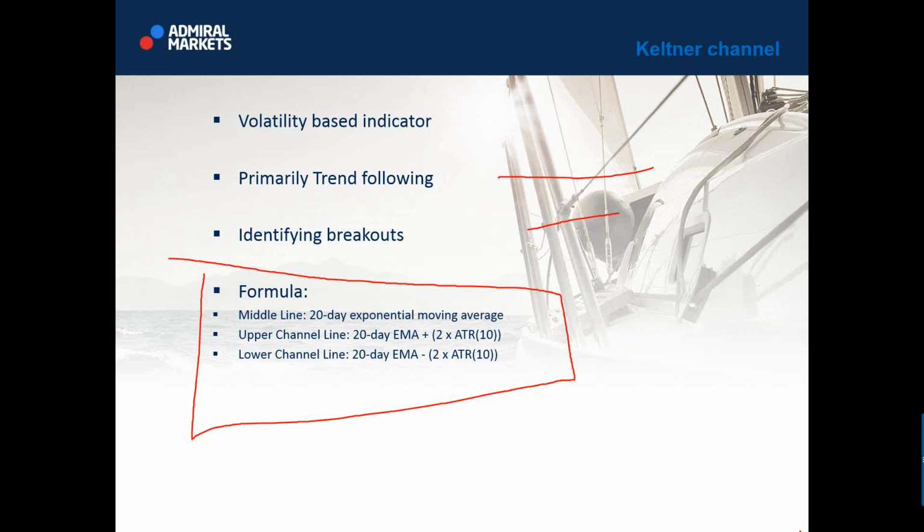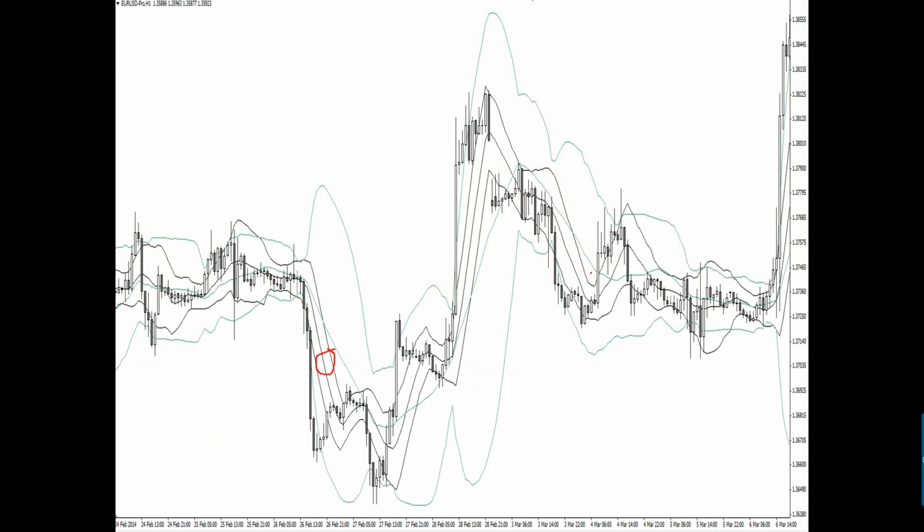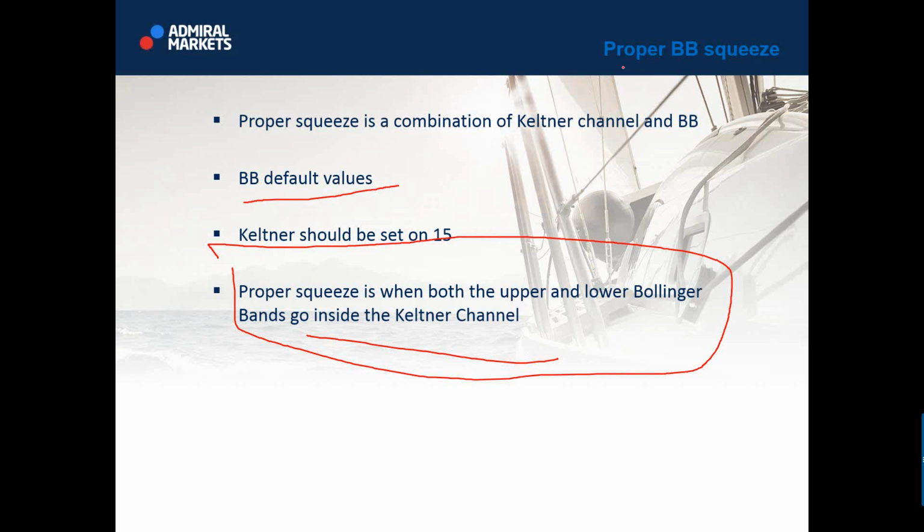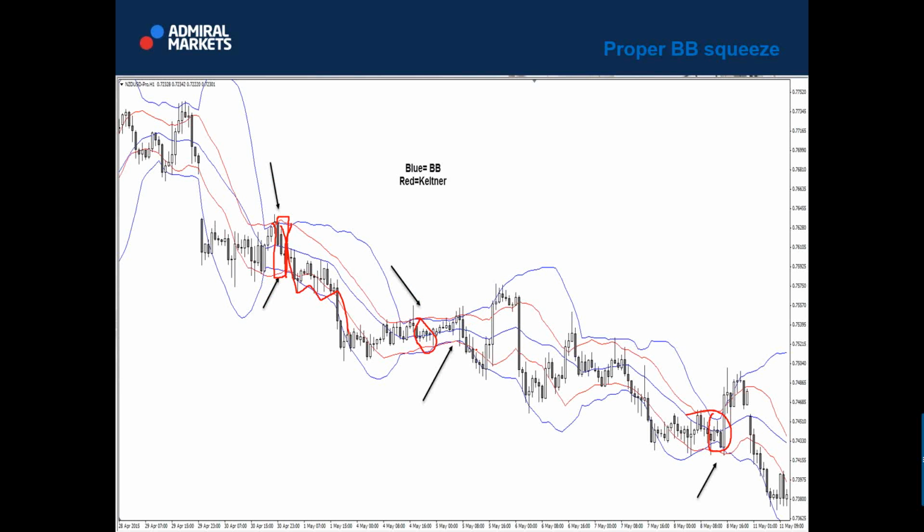Keltner channel is used as an additional tool for a proper Bollinger Band squeeze. A proper squeeze is a combination of Keltner channel and Bollinger Band. A proper squeeze is when both the upper and lower Bollinger Bands go inside the Keltner channel. This is the Bollinger Band squeeze, the proper squeeze, and it usually eliminates false breakouts.